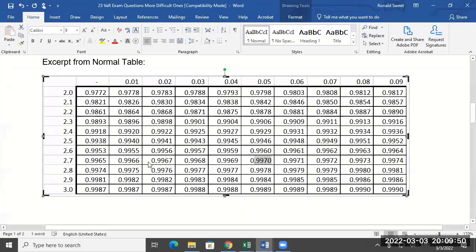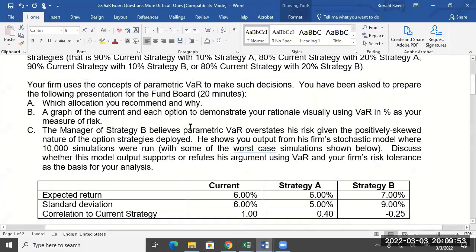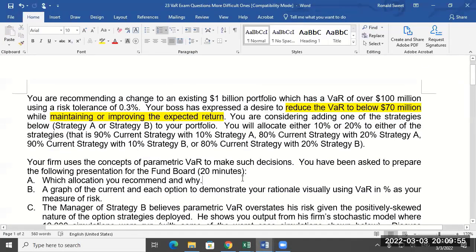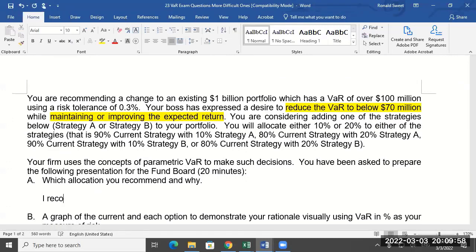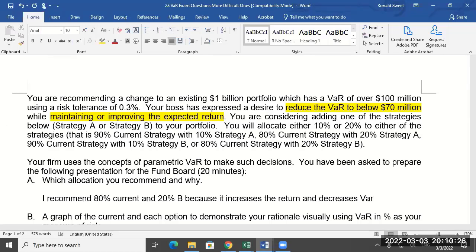All right, so how do you answer the question? So the key on the question is to answer it the way it was given to you. So I recommend 80% current and 20% B because. All right, anybody want to try? All you do is got to repeat her own words back to you. It increases the return. It does reduce risk, but say more specifically. What does she want? Below 70 million.